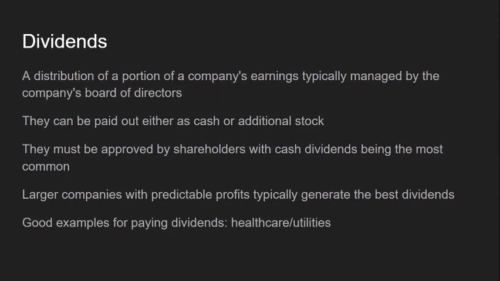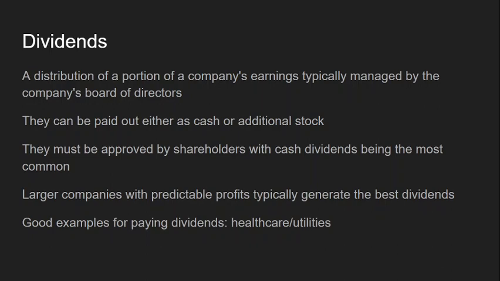Next up, we'll be talking about dividends. Dividends are just a distribution of a portion of a company's earnings and are typically managed by the company's board of directors. Dividends can usually be paid out either as cash or additional stock. Dividends have to be approved by shareholders.